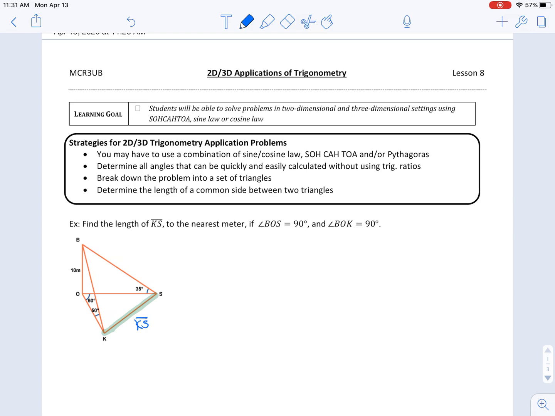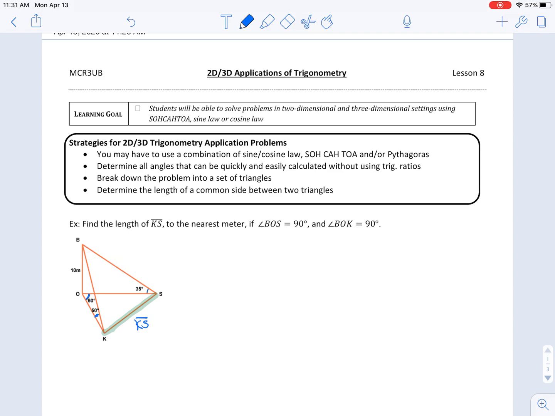And we've got a three-dimensional triangle here, or prism, and it's got a bunch of information in it. Just so you're aware, this 50 degrees is the angle between, I would call it OKB, so that would be that angle. And then 60 would be KOS.